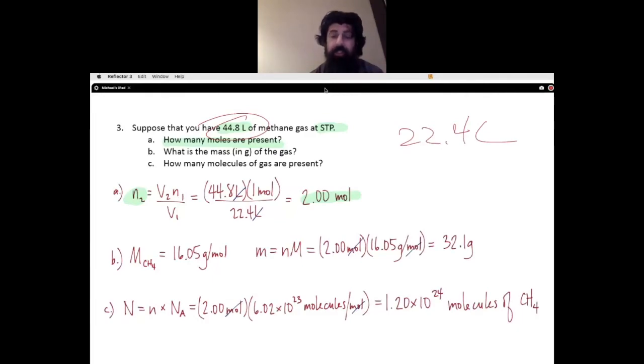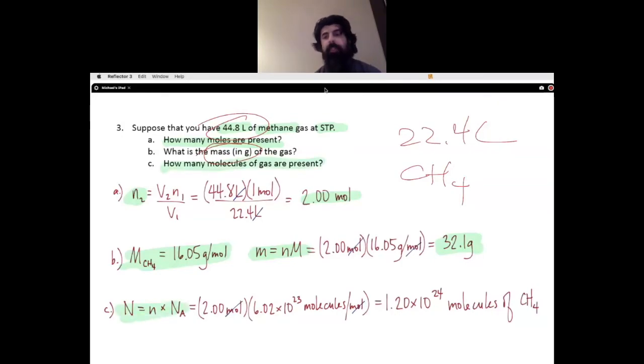Now, question then continues, what is the mass of this gas? Well, we know that methane gas is CH4, so find the molar mass, okay, of CH4, and then use our formula from unit 2 to get here 32.1 grams. And then lastly, it says how many molecules of gas are present.